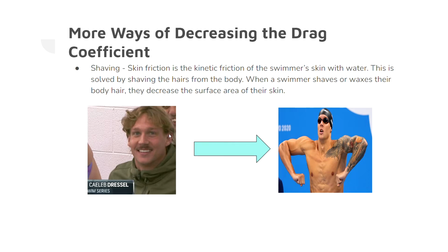probably the fastest man who ever swam, and he still swims, and you can see he has a mustache and lots of hair. And now you can see, this is the Tokyo Olympics, you can see no mustache, no armpit hair.